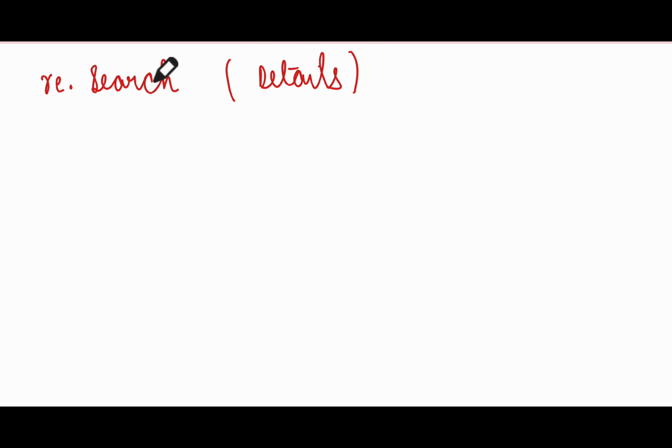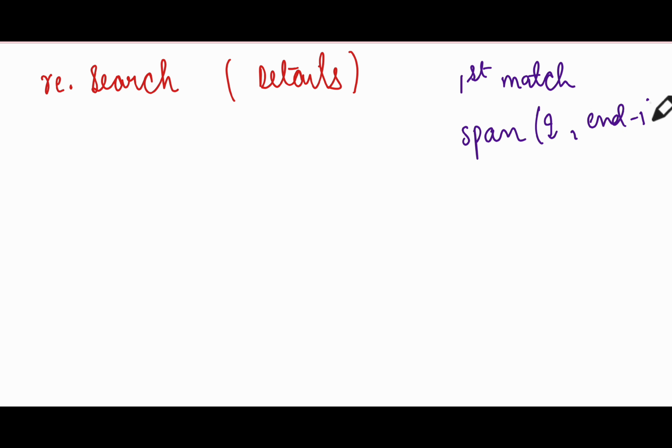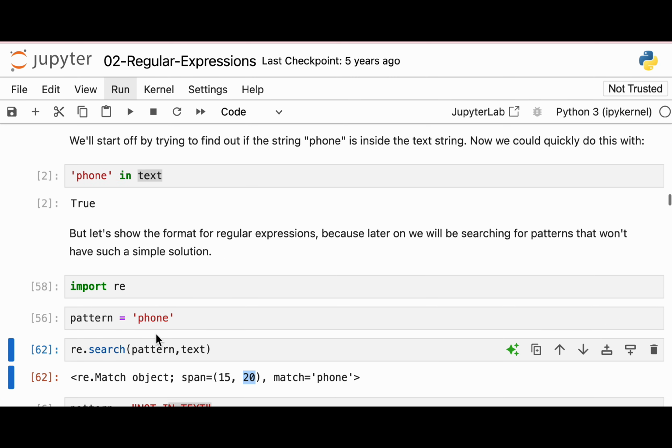So this is important. It will just return you the first match, and it will give you the span of the match. Where did it find the match? So initial and end point minus 1. Okay, so this is the important part of search.